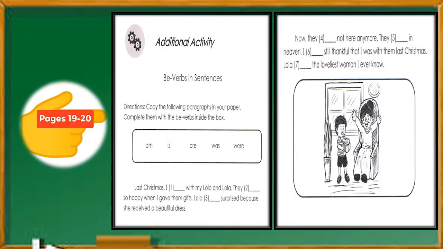And on pages 19 to 20, there is an additional activity. Its title is Be-Verbs in Sentences, wherein you are tasked to copy the paragraphs in your paper and complete them with the be-verbs inside the box. Here are the be-verbs: is, are, was, were.